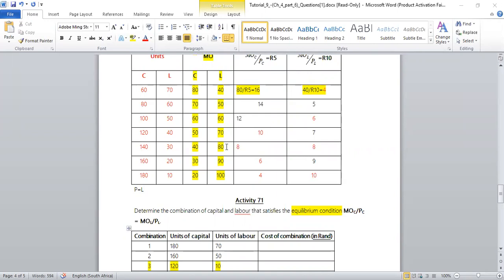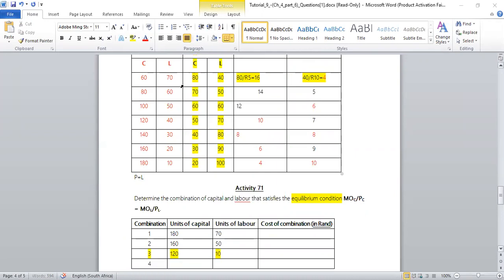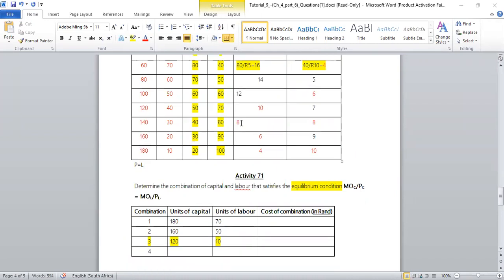Then our last combination is 8 and 8. How many units of capital here? Each one, 40. How many units of labor? This one, units of labor, it's 30.